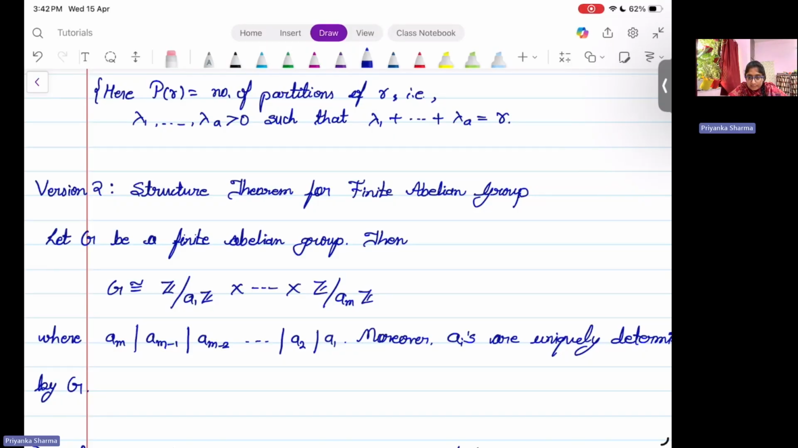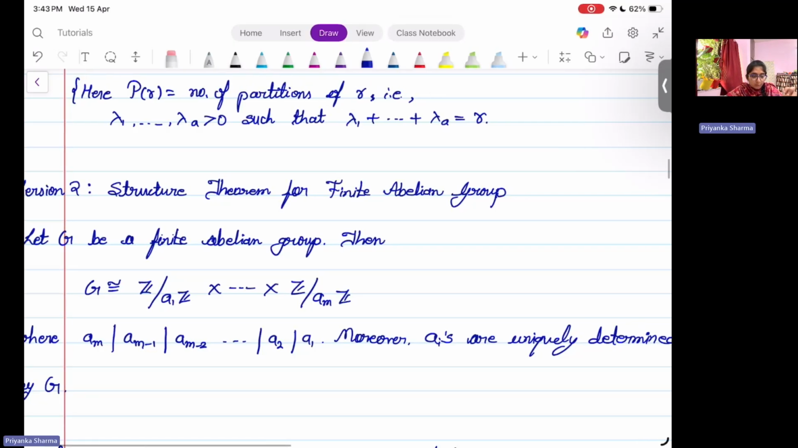That is, here, if we have these numbers Ai, we can say that each number Ai divides its previously appearing number Ai minus 1 in this direct product form. And all these Ai are uniquely determined by the group G.